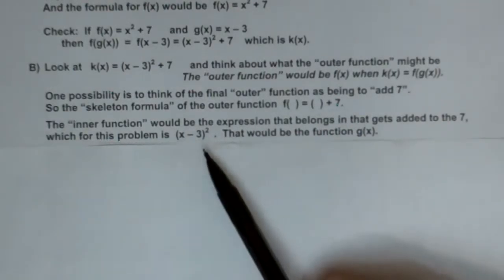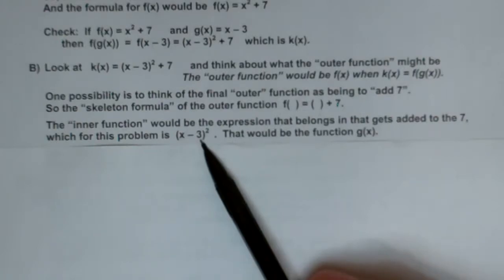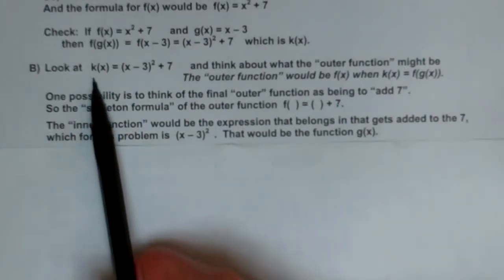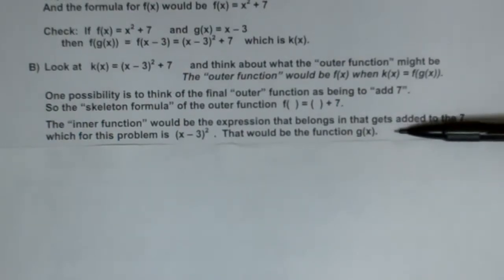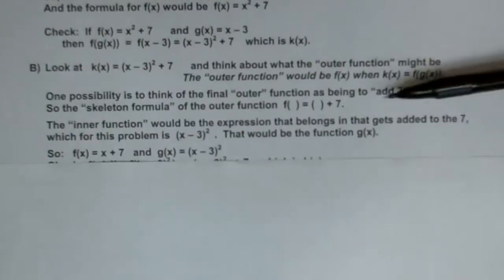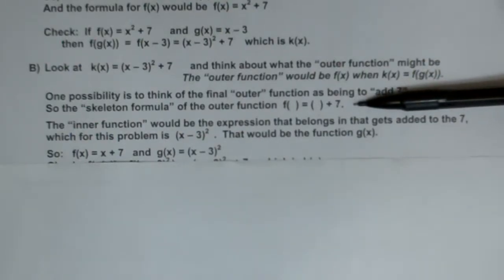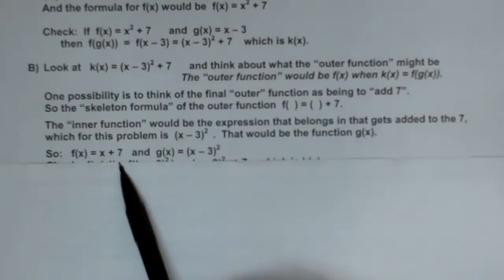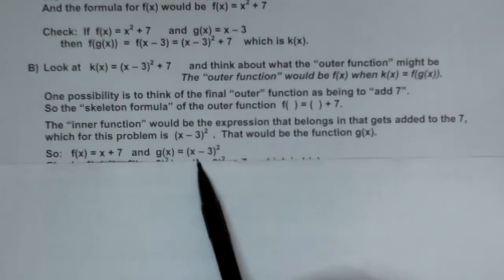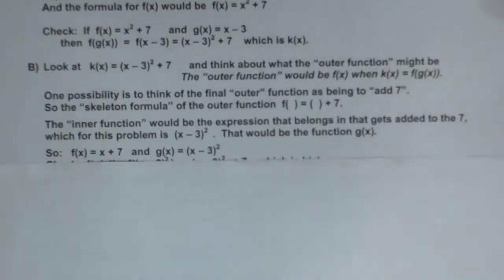For this problem, what we'd want in those parentheses is (x minus 3) quantity squared. That's the thing that's supposed to have a 7 added to it in order to end up with the whole function k of x. That inner function would be the one we'd call g of x in this case. So f of x would be formed from the skeleton formula here. It would be f's input has a 7 added to it. The g of x formula would be (x minus 3) quantity squared.